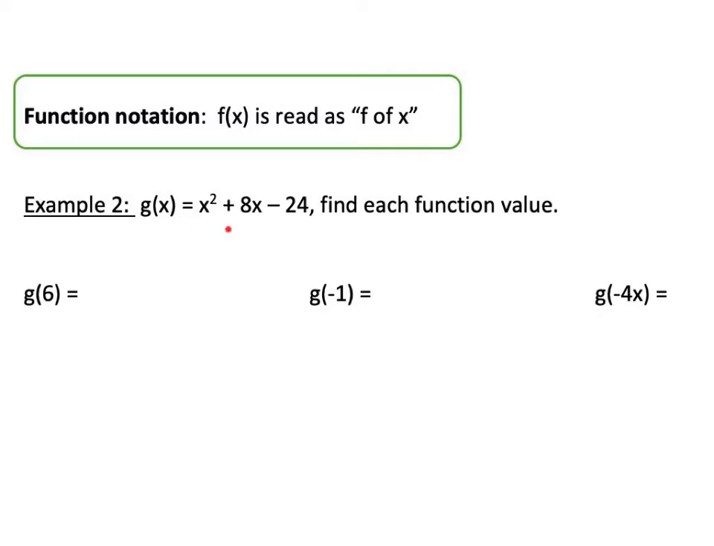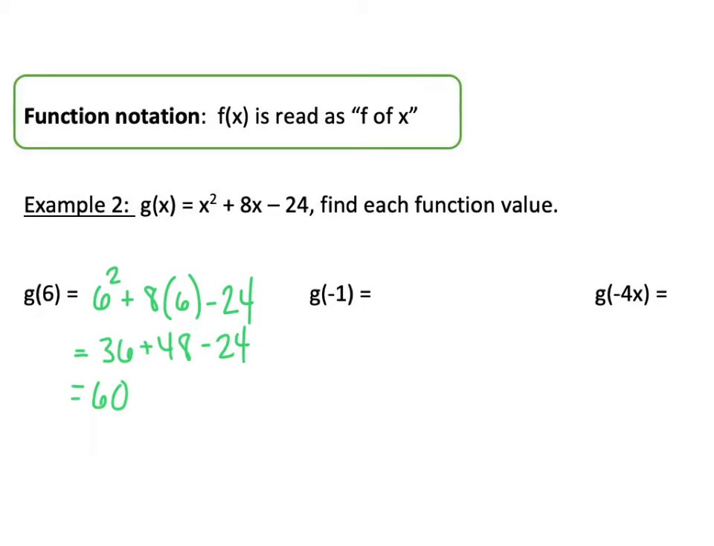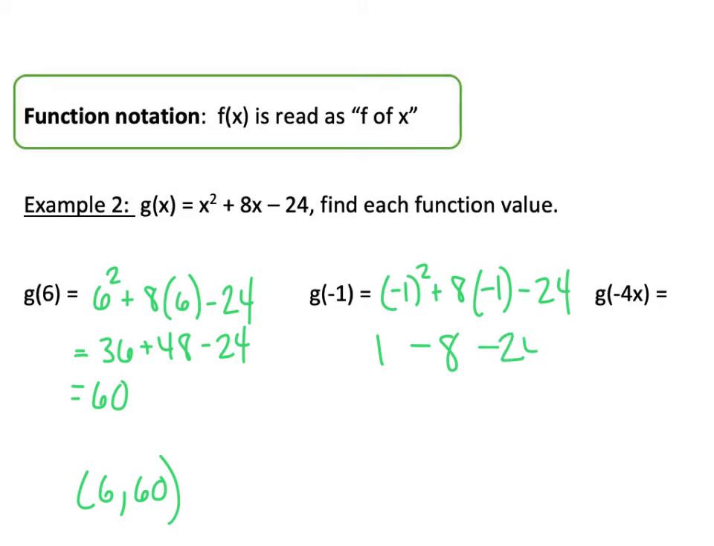You are given a quadratic function here, and you're told to evaluate each of the following values. When we do g of 6, it means we're plugging in 6 wherever there is an x. I get 60 for the first. Just to make sure you understand what this means: there is an ordered pair, 6, 60, that falls on that curve. G of -1, again, I'm just plugging in -1 everywhere there's an x value. Just make sure you get parentheses where they belong. That would be 1 minus 8 minus 24, which is -31.